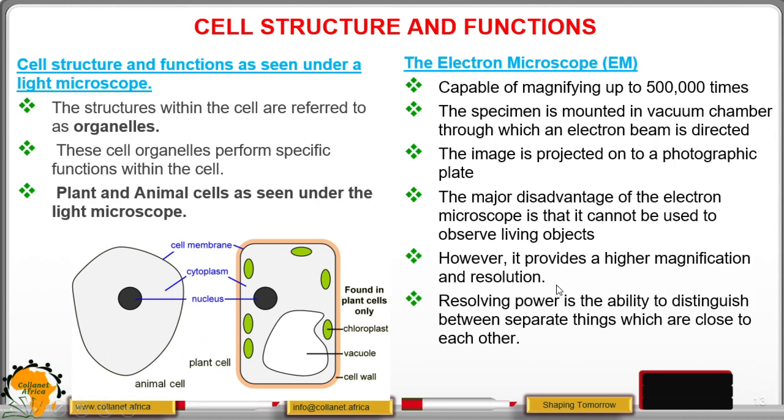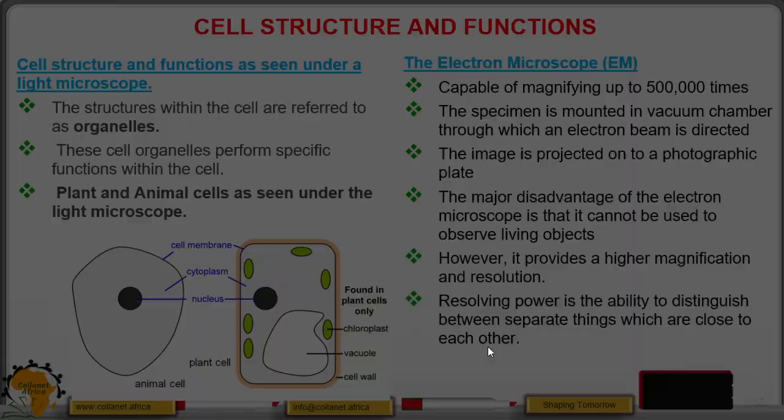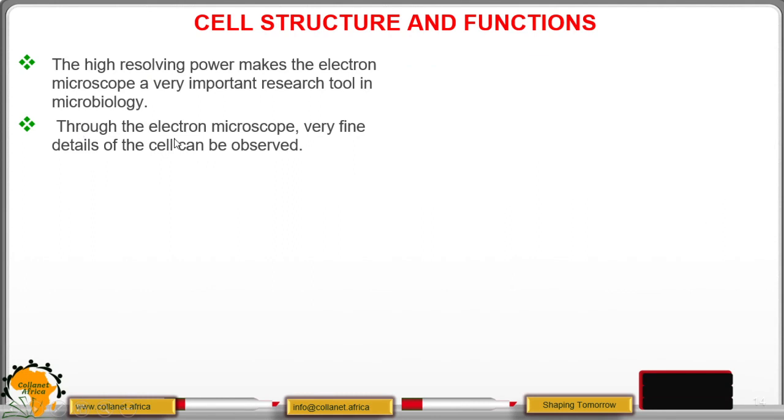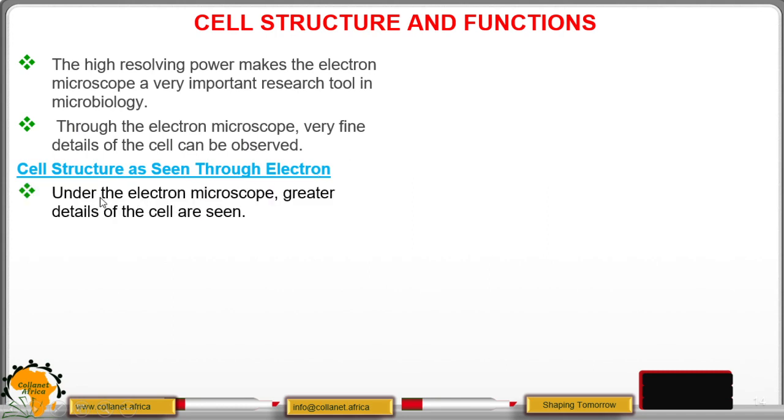Resolving power or resolution power is the ability of the microscope to distinguish between separate things which are very close to each other. The high resolving power makes the EM a very important research tool in microbiology. Through the electron microscope, very fine details of the cell can be seen. So what can be seen in the electron microscope? We have talked about greater details of the cell being seen.